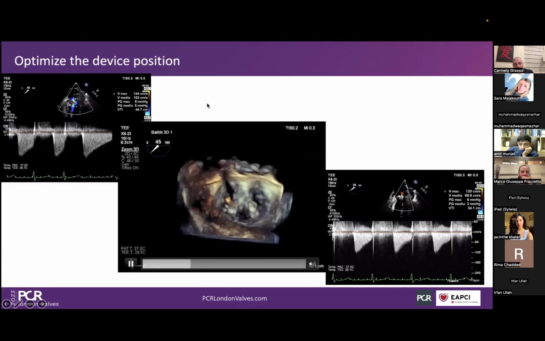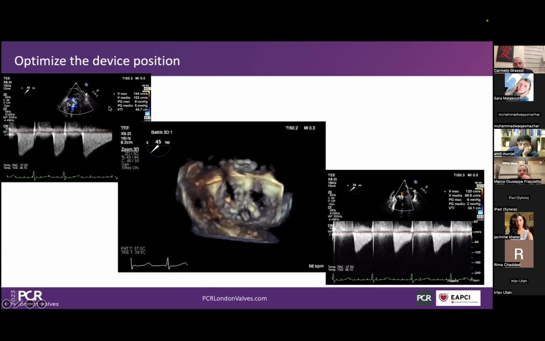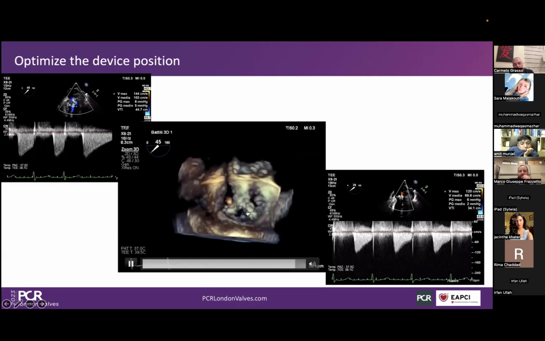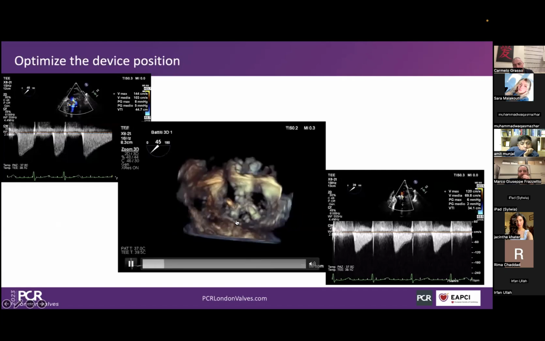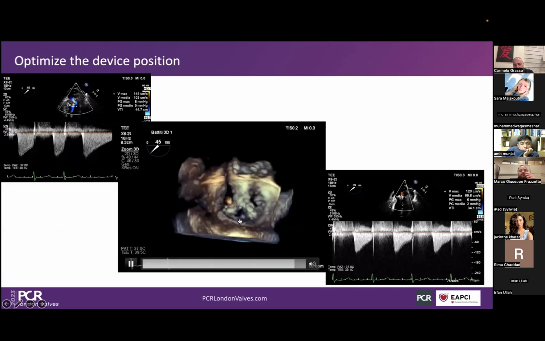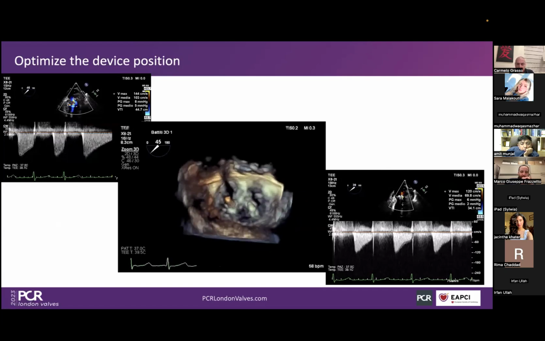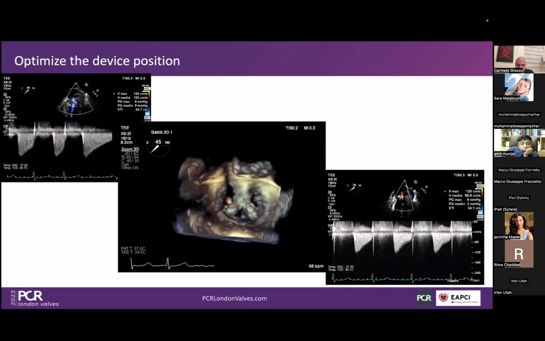In this particular case, we had 5 millimeters of mercury mean gradient across the mitral valve, and then we rotate a little bit the second device, and we put it near to the first one. And after orienting and improving the position of this second device, we have a mean gradient of 2 millimeters of mercury. So it is important before to release a device to check all these things.